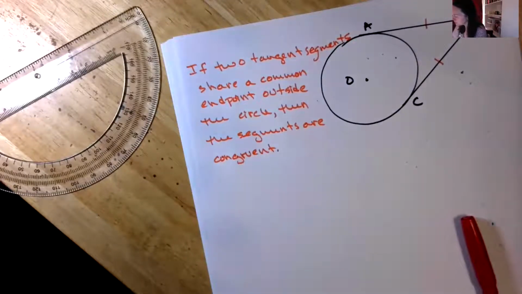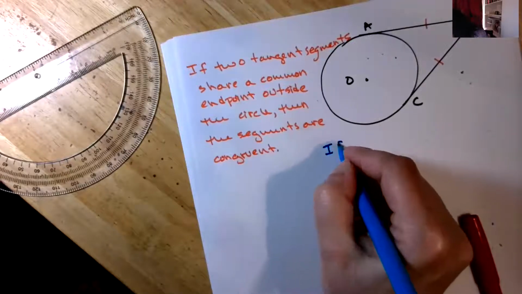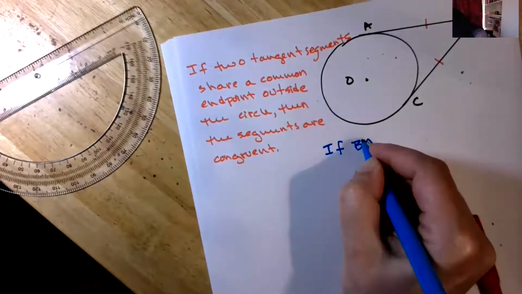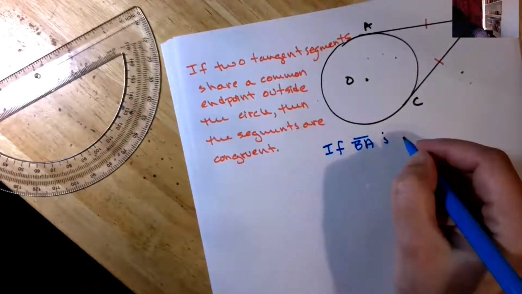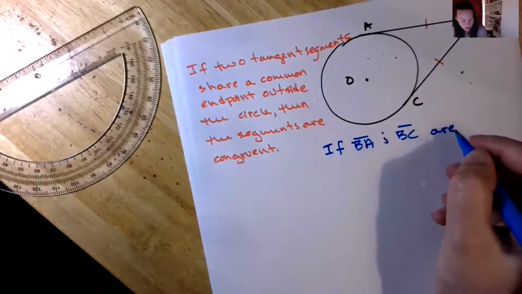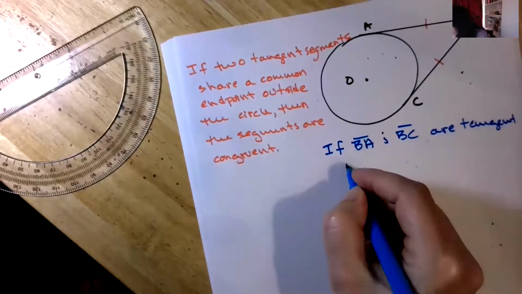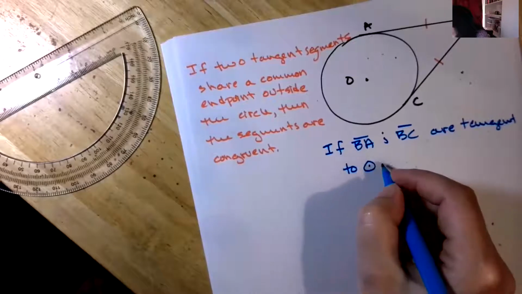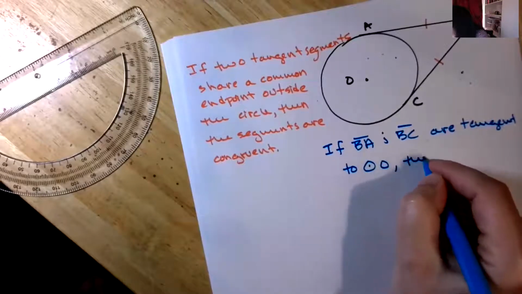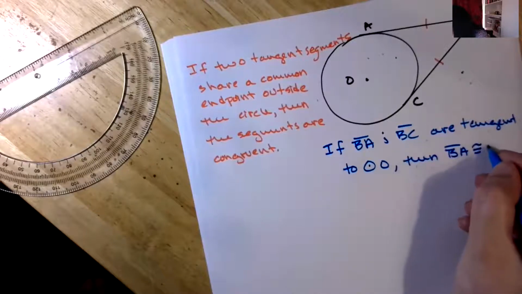So in this case, if BA and BC are tangent to O, then BA is congruent to BC.